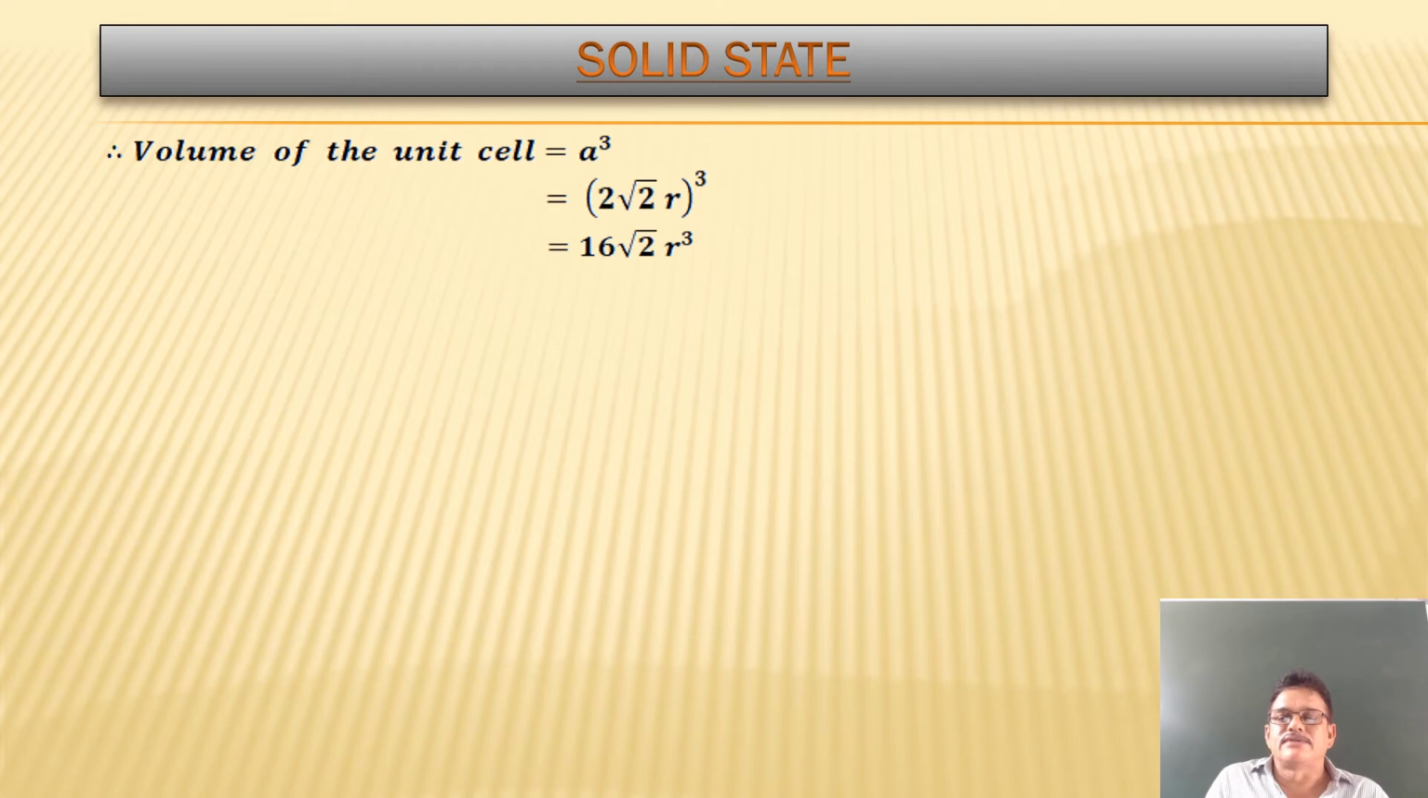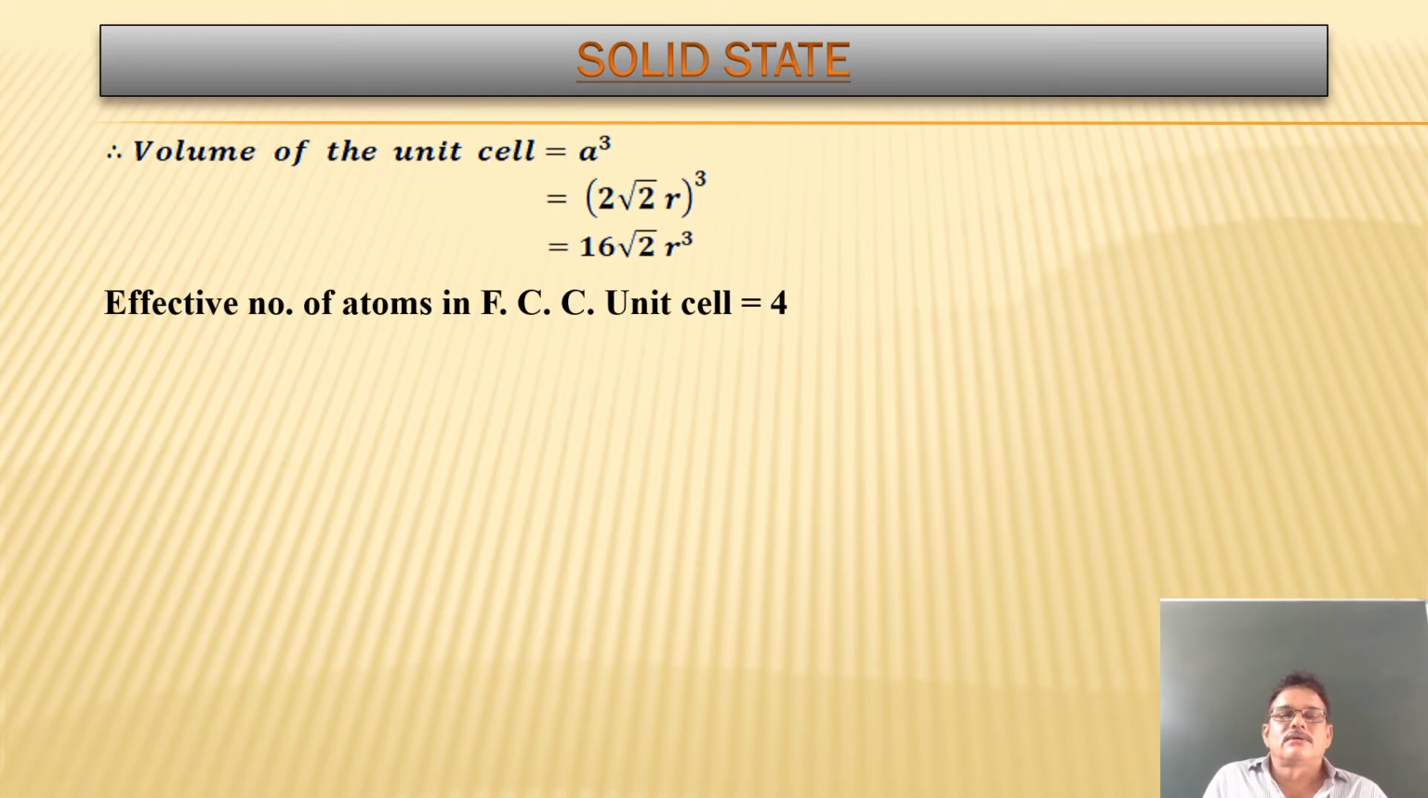We know that packing efficiency is equal to volume of the particles in one unit cell by volume of unit cell into 100. So, to calculate the volume occupied by the particles, we require the effective number of atoms present per unit cell. The effective number of atoms in FCC unit cell is equal to 4. How do we get this number 4?